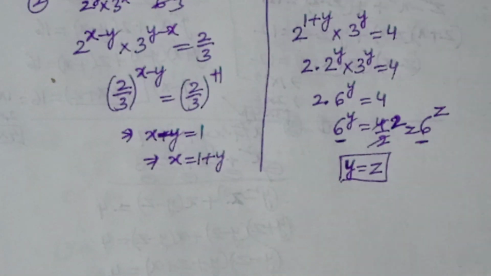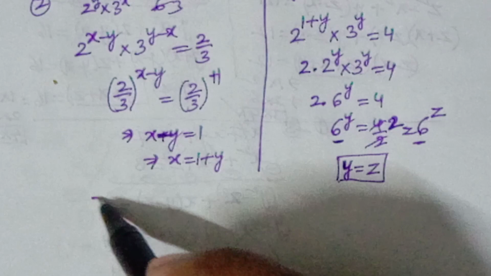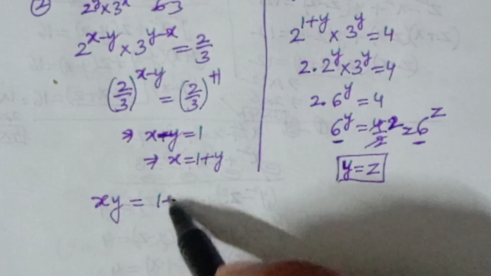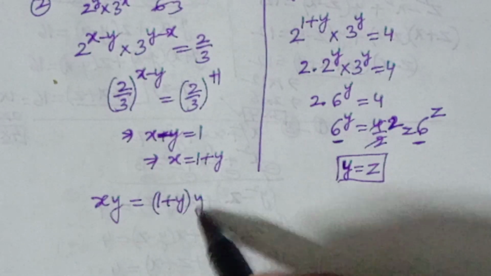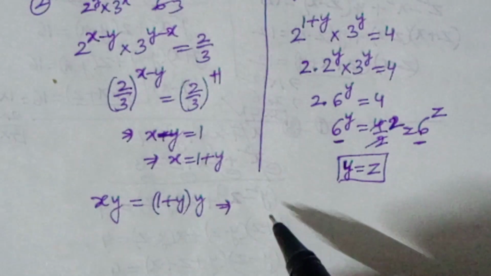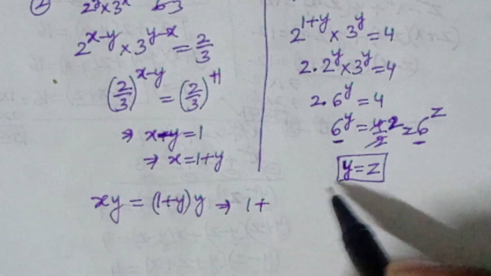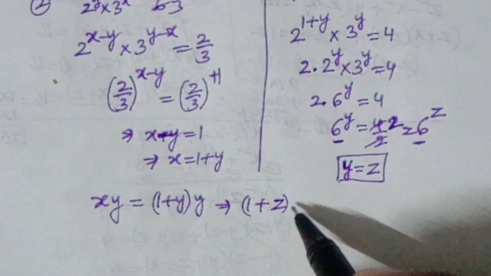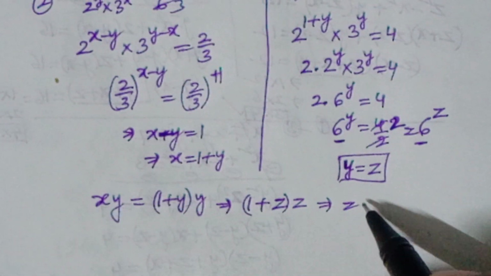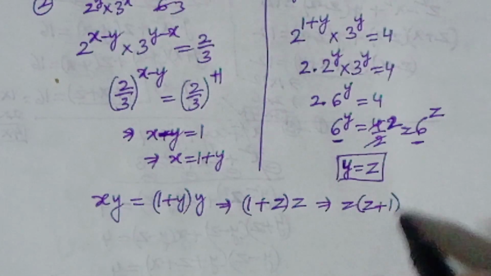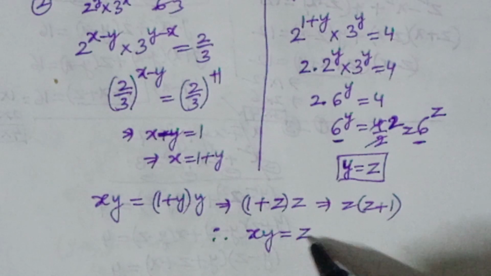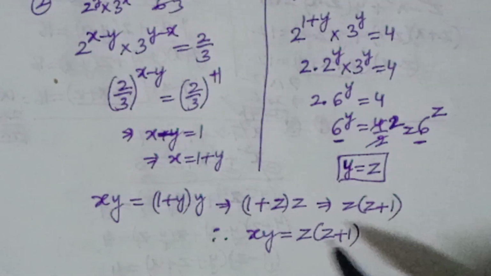Now what is asked in the question? xy value. So xy value you can write x value 1 plus y times y. So here you can write 1 plus y times y. So you can write it as 1 plus y value is equal to z, here times z. This is nothing but z times (z plus 1). Therefore you can say that xy is equal to z times (z plus 1).